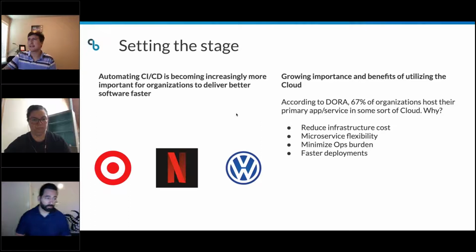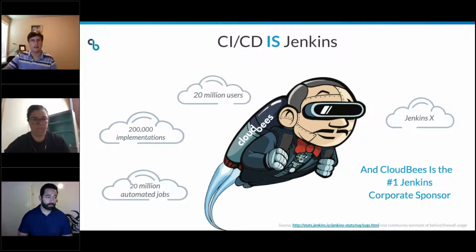And so CI/CD is Jenkins, right? I think we set the stage for the importance of it, and with that becomes Jenkins being increasingly more important. It's been around since 2004 in the Hudson days, and over the last 10 years, we see a growing adoption of open source software, and Jenkins being at the forefront of that. You can see some stats there: 20 million users, 200,000 implementations, over 20 million jobs. Really great numbers, and they're continuing to increase, and these are conservative as well.